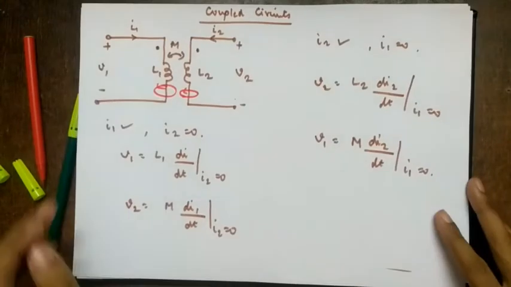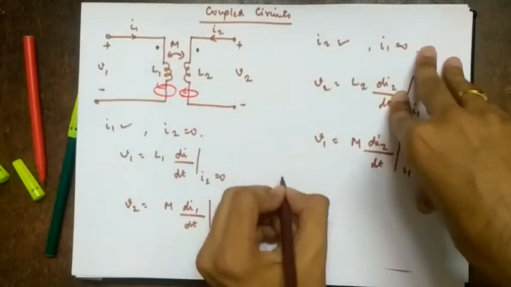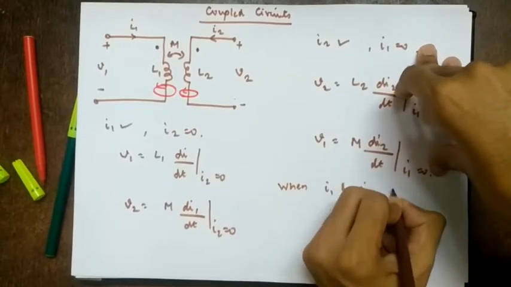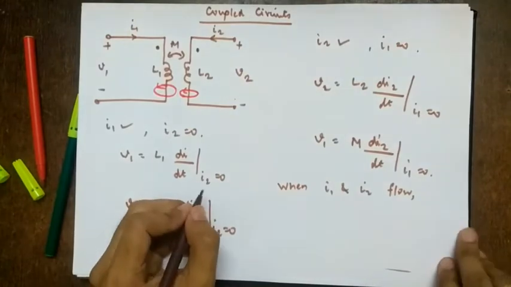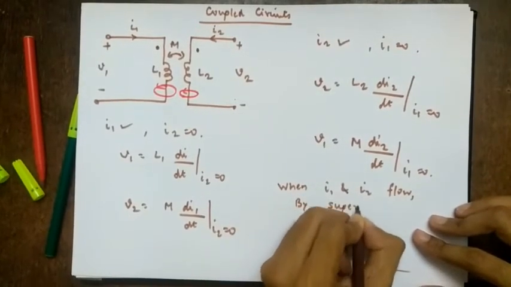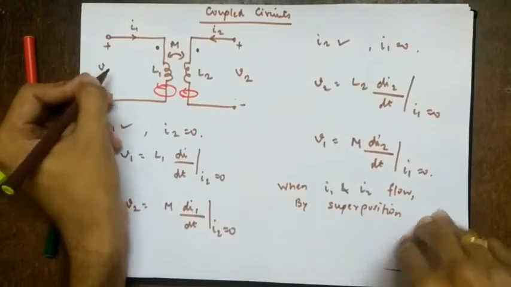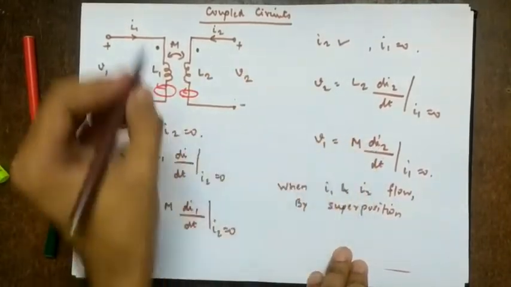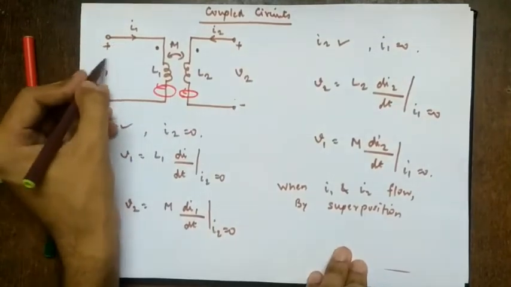Now what will be happening if both the currents are flowing? Right? So now let's say when I1, I2 flow, by using superposition, what can we say? We can use superposition, because we know when only one source is there, this is the case. When only this source is there, this is the case. When I am saying only I2 is there, that is only voltage source V2 is on. When I am saying only I1 is there, voltage source V1 is on.